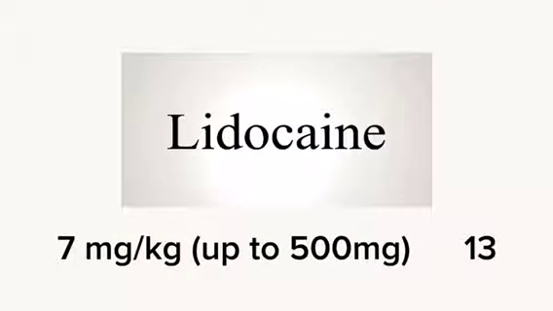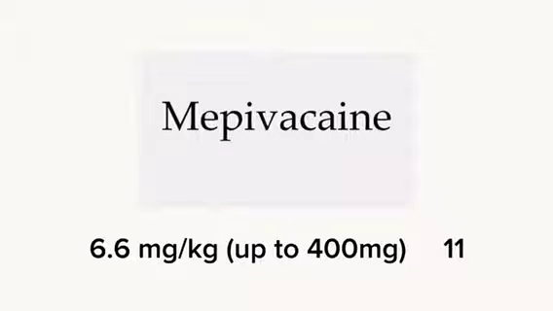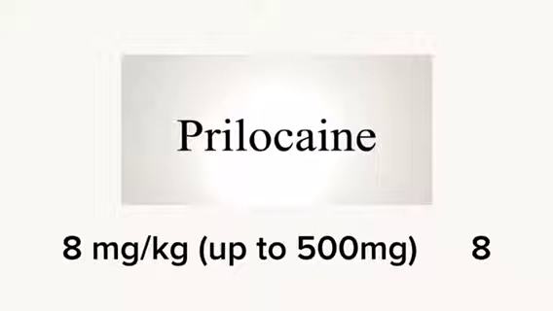In lidocaine, the maximum dose is 7 mg per kilogram up to 500 mg, and the maximum number of cartridges is 13. The maximum dose of mepivacaine is 6.6 mg per kilogram up to 400 mg, and the number of cartridges is 11 or 7 if plain. And in prilocaine, the dose is 8 mg per kilogram up to 500 mg, and the number of cartridges is 8.